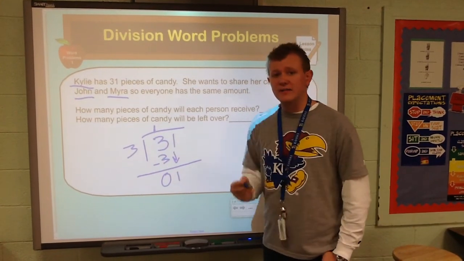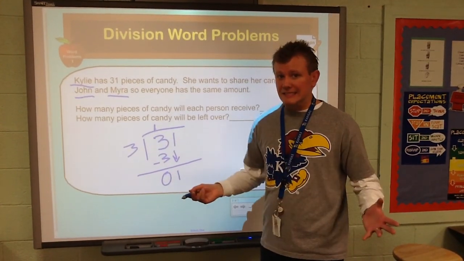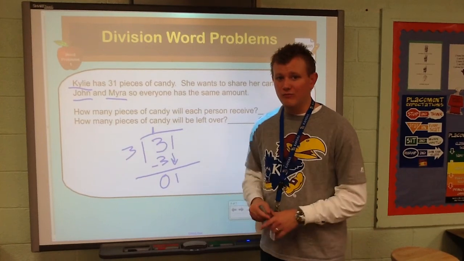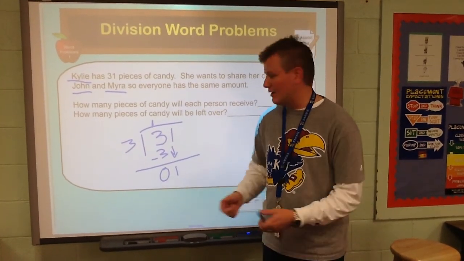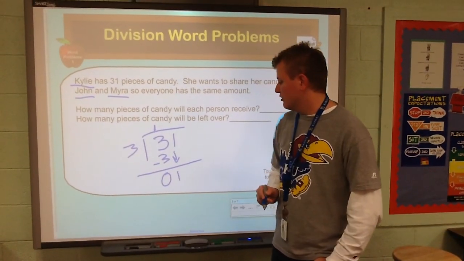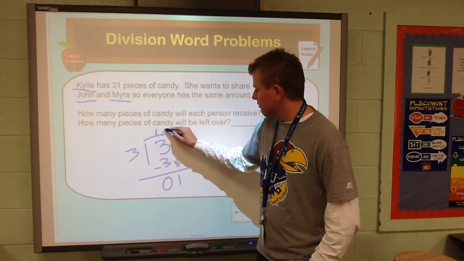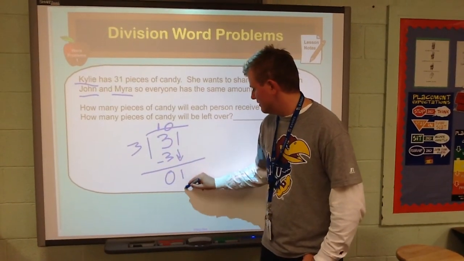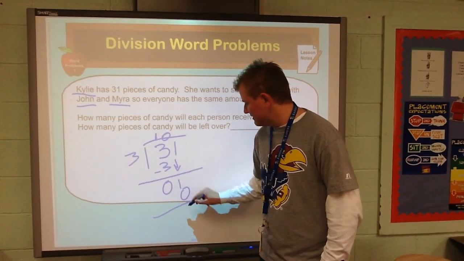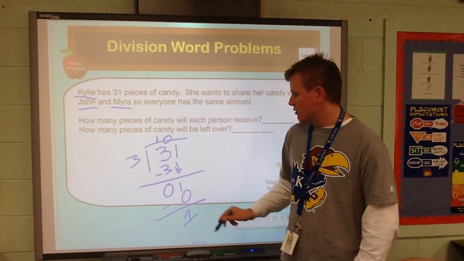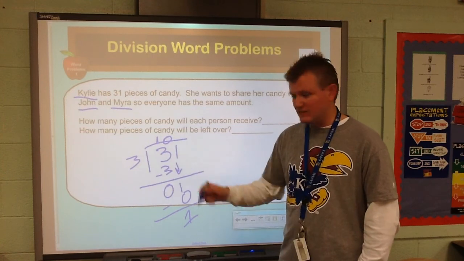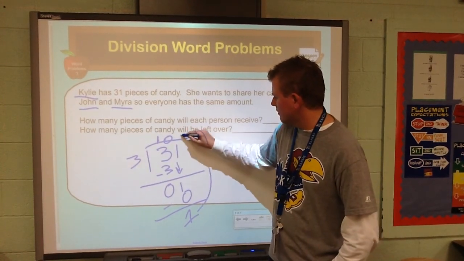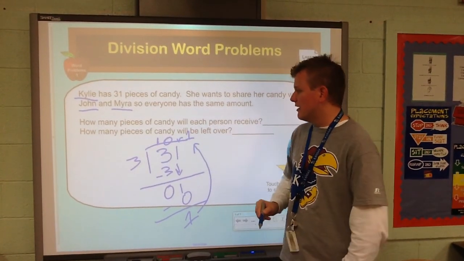3 goes into 1 how many times? It doesn't, right? If I have 1 cup holder, I don't have 3 drinks that can fit in that 1 cup holder, okay? 3 does not go into 1. So I'm going to put a 0 up here because it goes in 0 times. It doesn't happen. 0 times 3 is 0. 1 minus 0 is 1. What does that become? You guessed it. Our remainder. So my answer is 10 remainder 1.